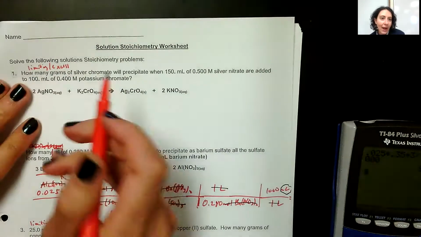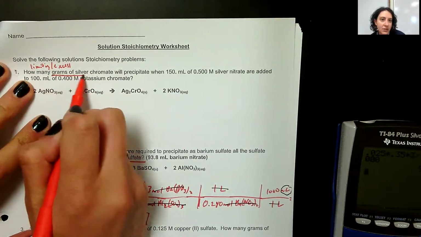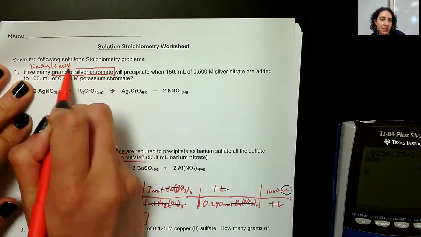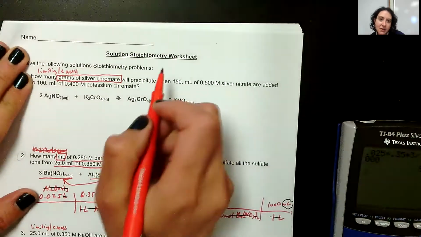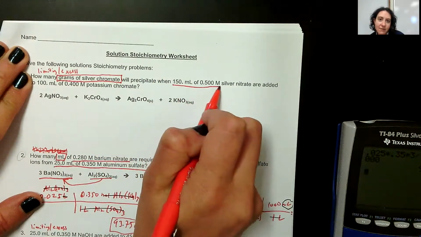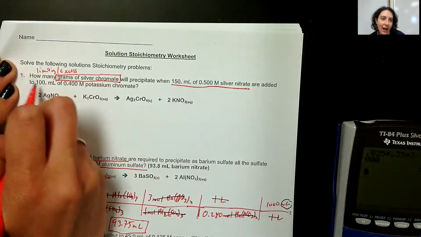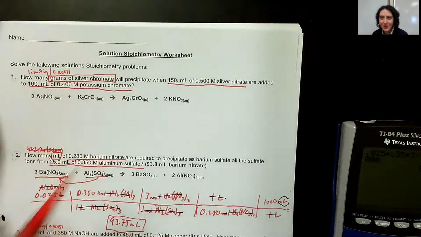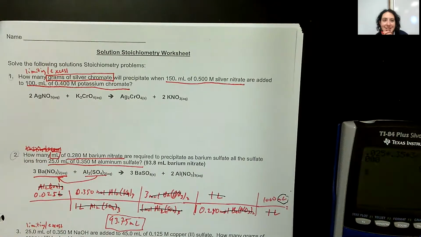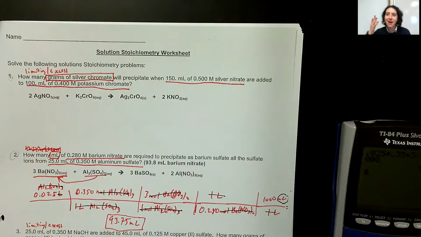Okay, so how many grams of silver chromate, that's our answer that we're looking for, will precipitate when 150 milliliters of 5 molar silver nitrate are added to 100 milliliters of 4 molar potassium chromate? Oh man, guess what this is? This is a limiting and excess reactant problem.